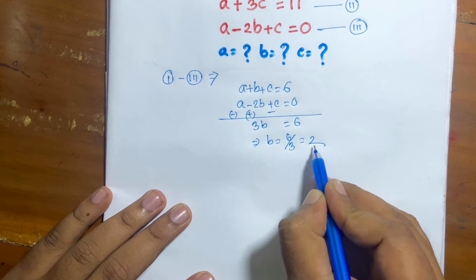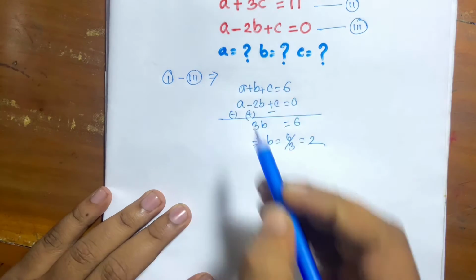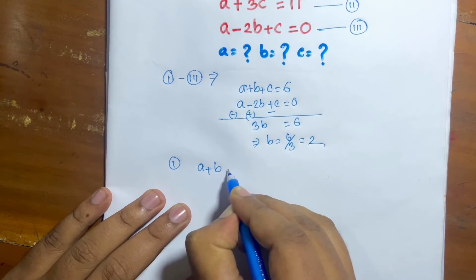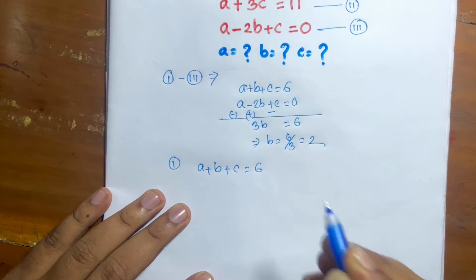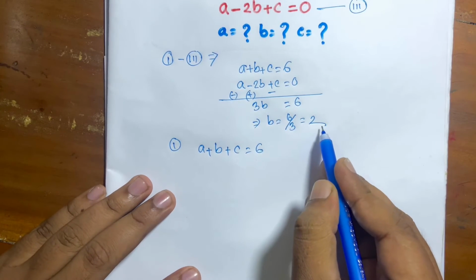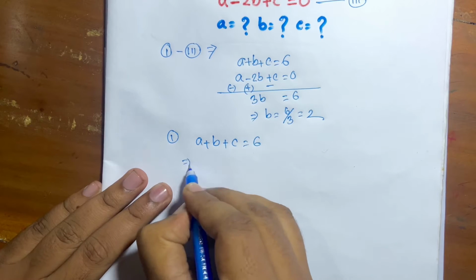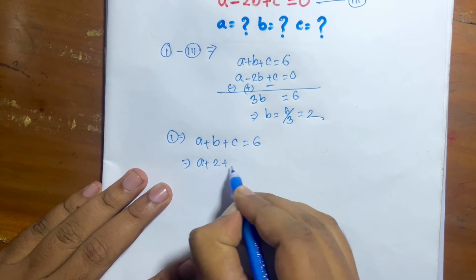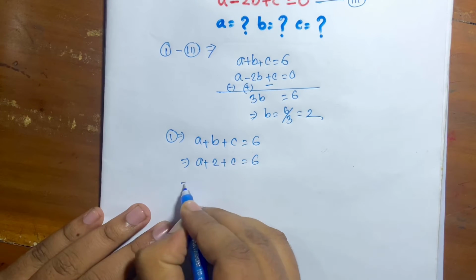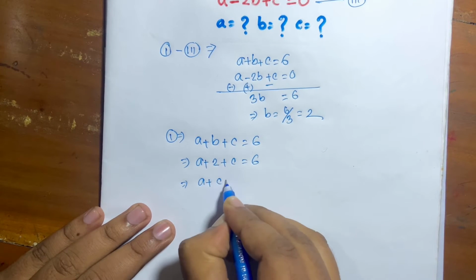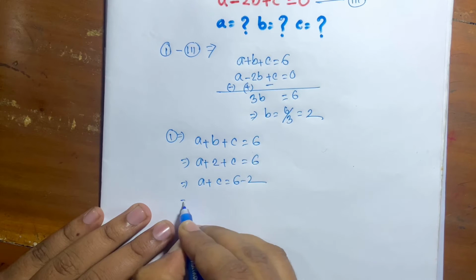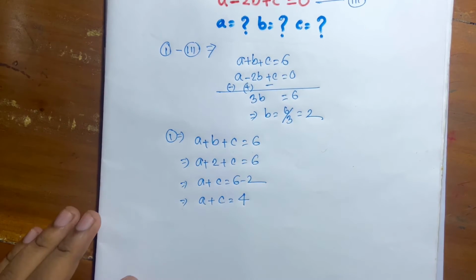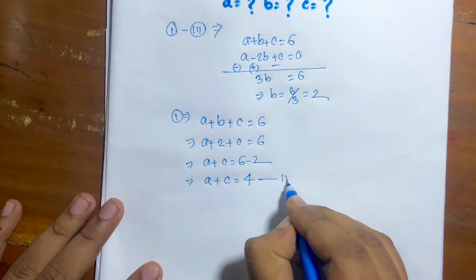b equal to 2. Now first equation is a plus b plus c is equal to 6 and b equal to 2. So now I can say easily a plus 2 plus c is equal to 6, a plus c is equal to 6 minus 2, a plus c is equal to 4. So a plus c is equal to 4. It is a fourth equation.